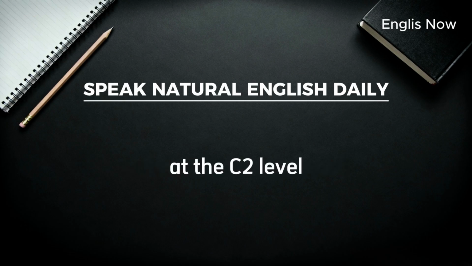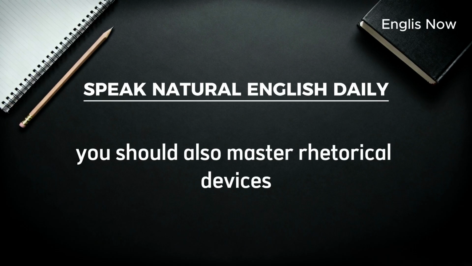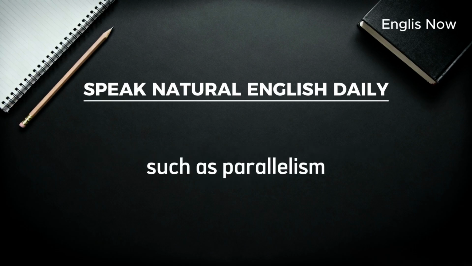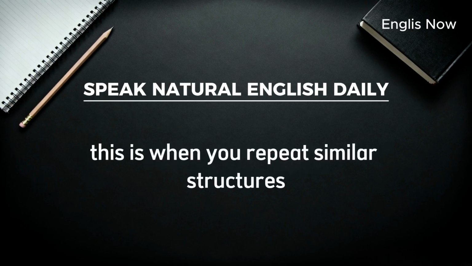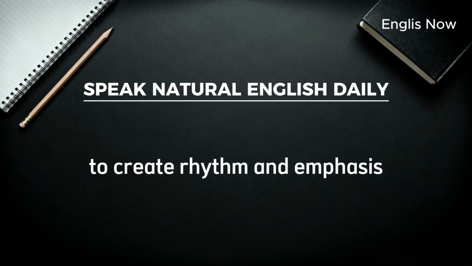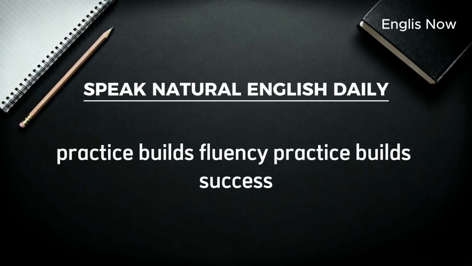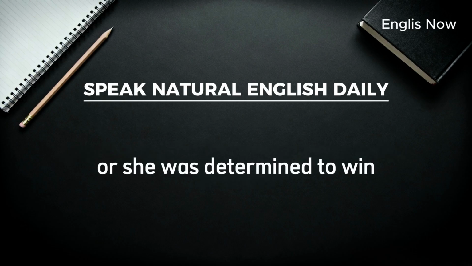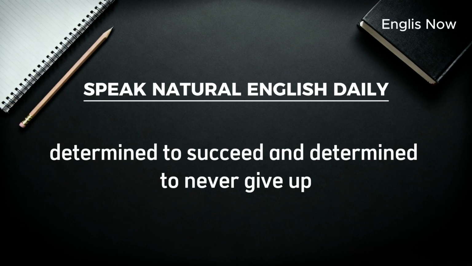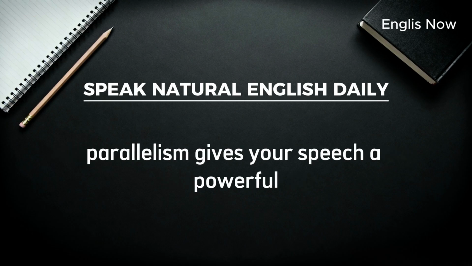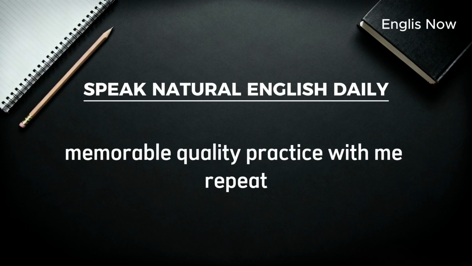At the C2 level, you should also master rhetorical devices such as parallelism. This is when you repeat similar structures to create rhythm and emphasis. For example, practice builds confidence, practice builds fluency, practice builds success. Or, she was determined to win, determined to succeed, and determined to never give up. Parallelism gives your speech a powerful, memorable quality.